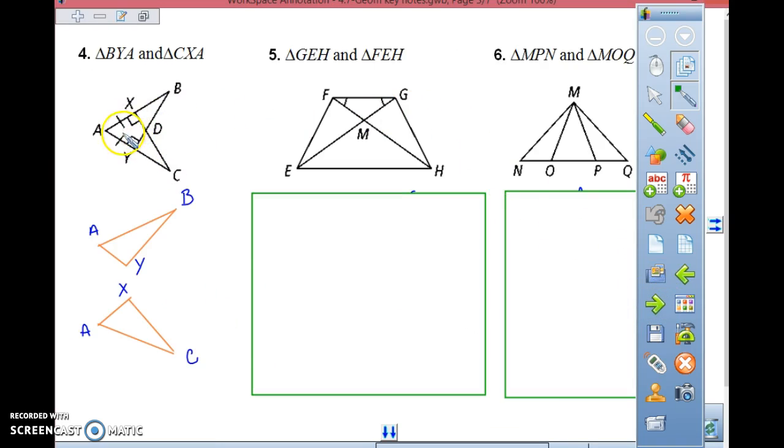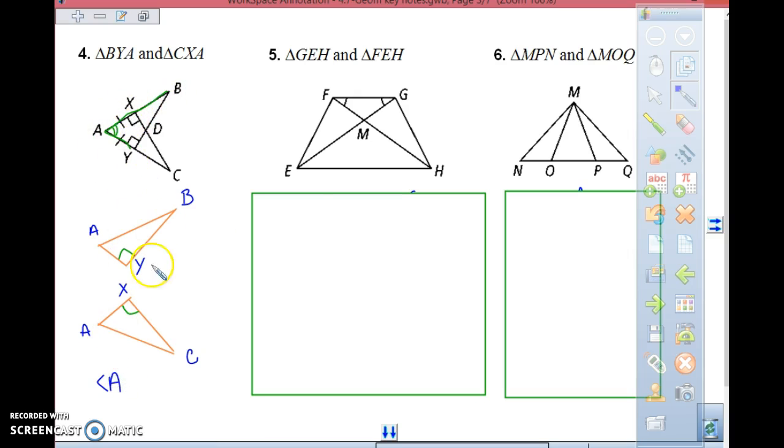Trying another example. Here, in our overlap, we have a right triangle, so angle Y is right. And then the bottom triangle, angle X is right. So we're looking for a shared side or a shared angle. So I'm looking at this angle A. Angle BAY happens here, and angle XAB is that same angle. So again, we can call it angle A, or you could rename it with 3 vertices.